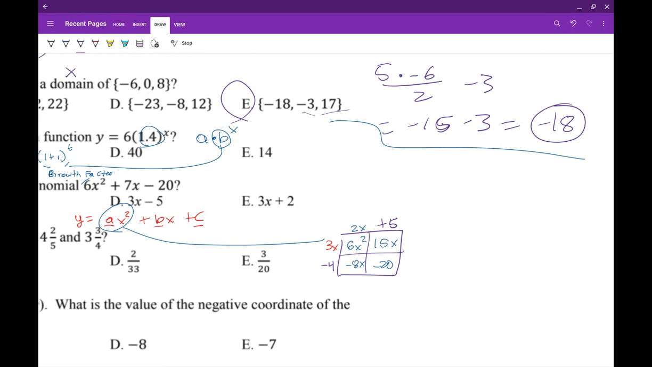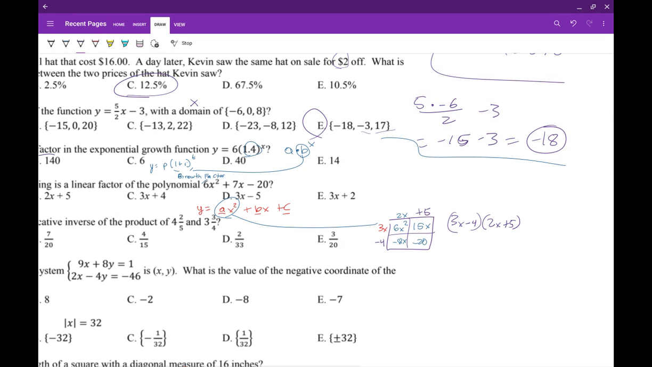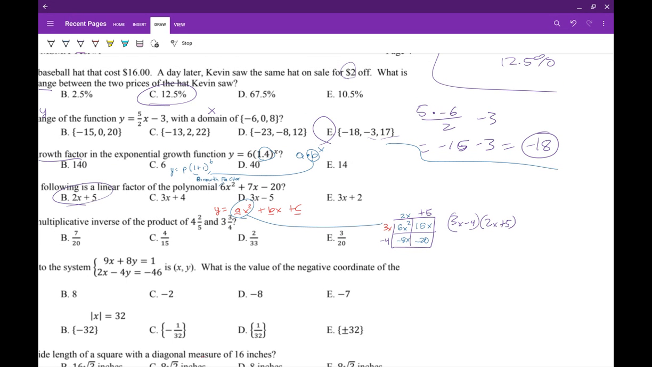Right? And then just to make sure, these two have to multiply out to that. So negative 4 times 5 is negative 20. That means these are your linear factors. You have 3x minus 4 times 2x plus 5. Of the answer choices, the only one that has that is answer choice B.